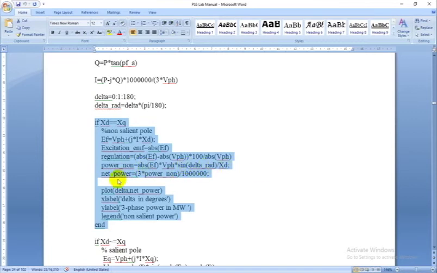Here on the y-axis we are plotting the power output in 3 phase, in megawatts. Therefore the single phase power is converted into 3 phase, and you divide by 10 to the power of 6, so it will be in megawatts. We can plot this using the MATLAB software. Plot is the built-in function we will use. Delta is the x-axis, and net power is the y-axis. On the x-axis you can label delta in degrees, and on the y-axis, 3 phase power in megawatts. This is with respect to the non-salient pole synchronous machine.